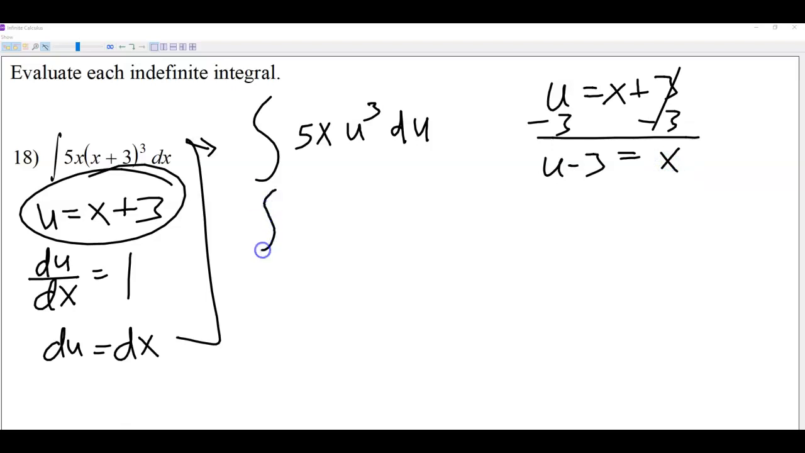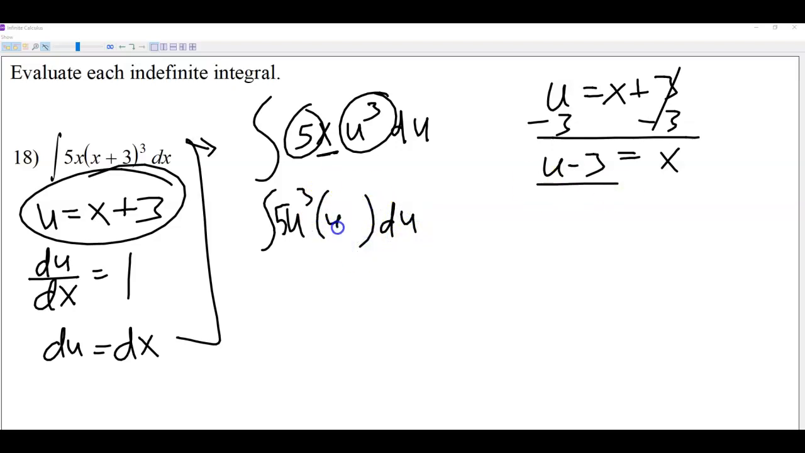So I'm now going to, first of all, put that u to the third in the front. And that 5 also, I like to put up here in the front. But that x is going to get replaced now. I'm replacing the x with u minus 3. Okay? And then we're going to go ahead and distribute the 5u cubed into the inside. All right, and that's the end of the new stuff. The rest of it after that's pretty much the same.